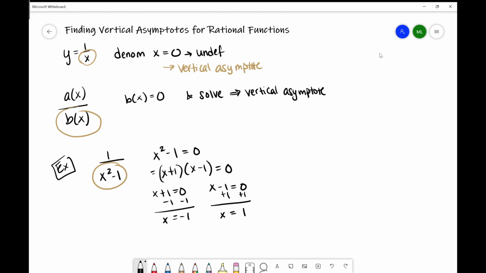So in this case, we have two vertical asymptotes, one at x equals negative 1 and another at x equals 1, for our rational function, which is 1 over x squared minus 1.